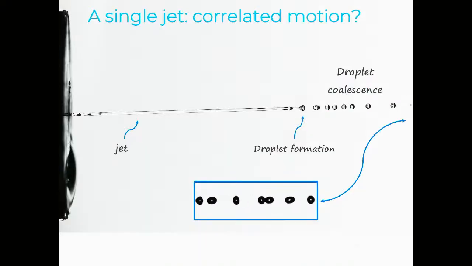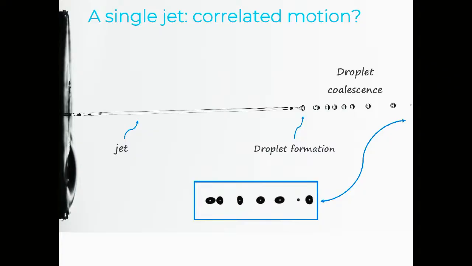However, this supposes randomness, and if you look at these coalescence processes, this is all but random because the droplets have to have a velocity difference, but once they've coalesced, they will have the same velocity. So this is clearly correlated motion, which basically breaks the assumption that everything is random.